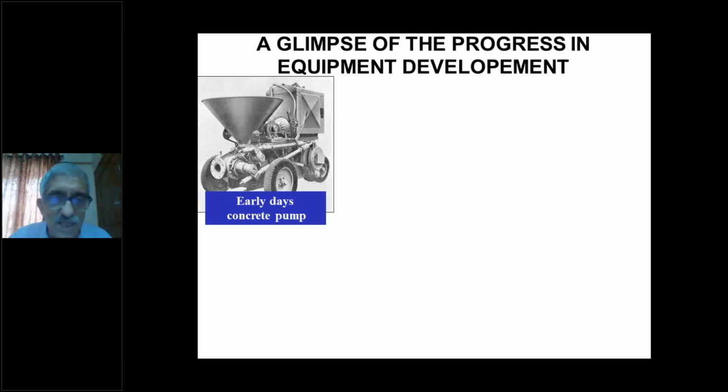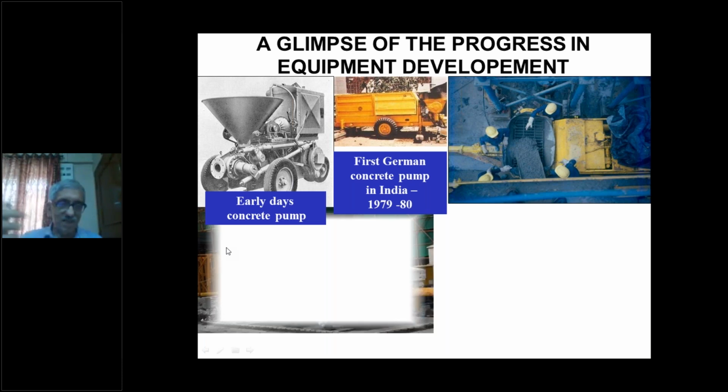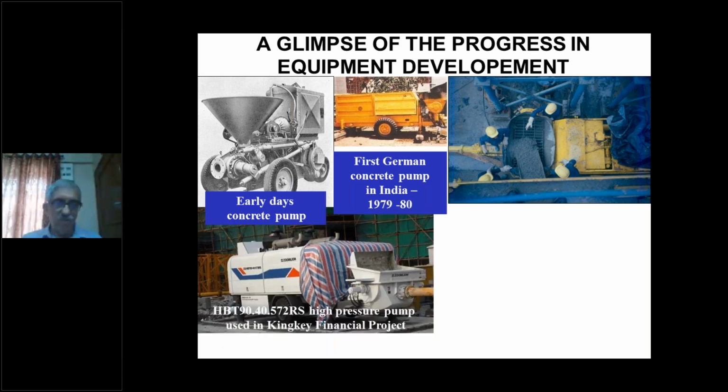A glimpse at the equipment development which took place in placing of concrete and transporting of concrete. Early days, the concrete pumps were not pneumatic pumps like which are nowadays. Only pneumatic concrete pumps are available. These were the reciprocating pumps which used to pump concrete in tunnels in the earlier days. Now all sorts of pumps have come in. Very high capacity pneumatic pumps have come in. These were the first pumps which were brought to India from Swing, and that was somewhere in 1979-80.